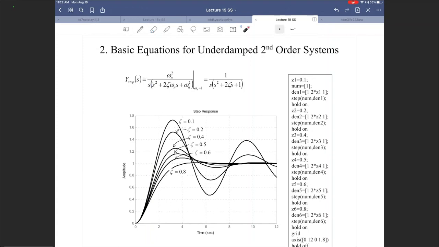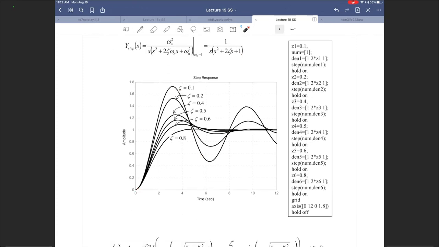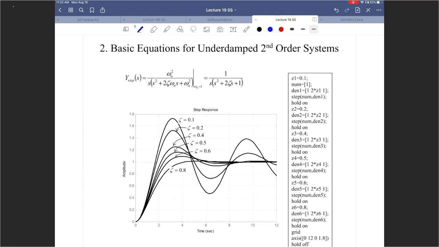Now we'll substitute natural frequency of 1. Our step response in the Laplace domain becomes this. And using MATLAB, we can actually sketch out the response by finding the inverse Laplace of this. Step response is the inverse Laplace of y step of s.